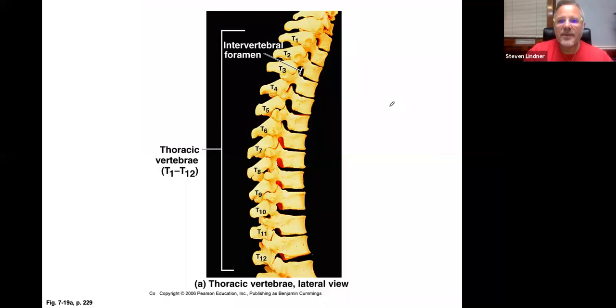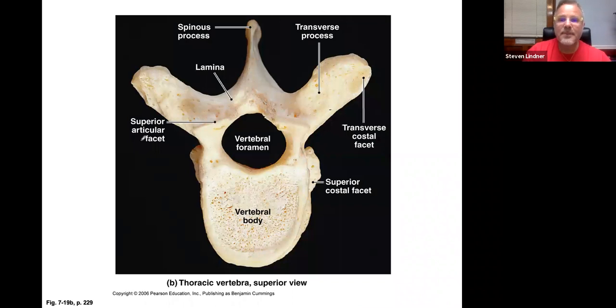You can see T1 to T12. Between each of those is the intervertebral foramen, and that's where the nerves are going to come out from. Okay, T1 to T12, kyphotic curvature. If it's increased, hyperkyphosis. Decreased, hypokyphosis. So there's your typical thoracic vertebrae.